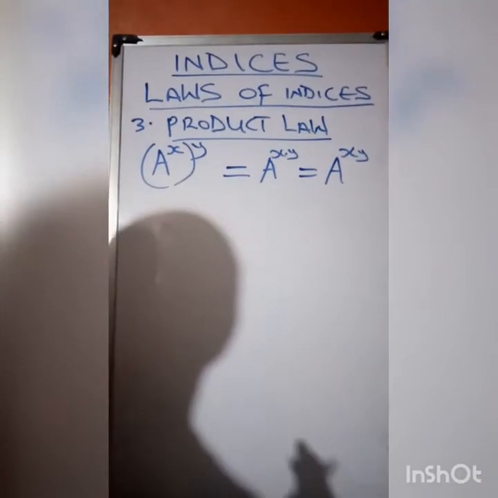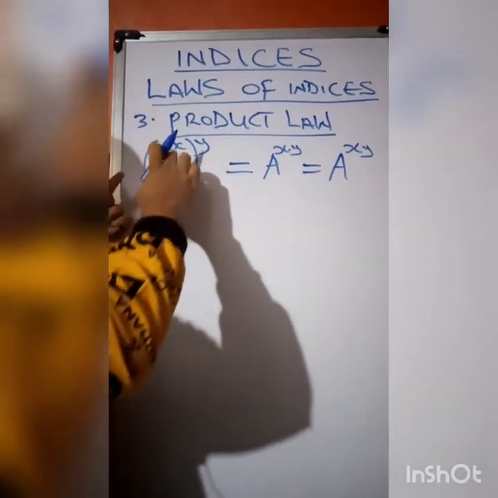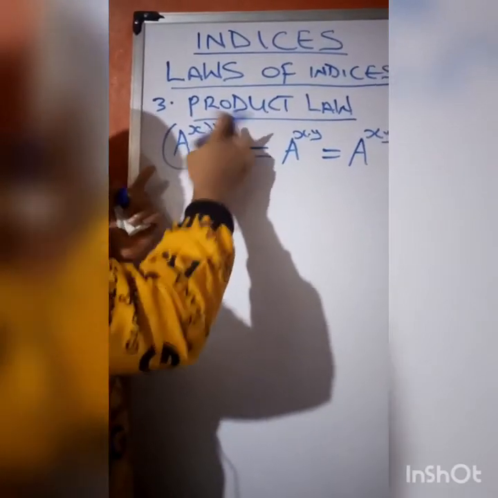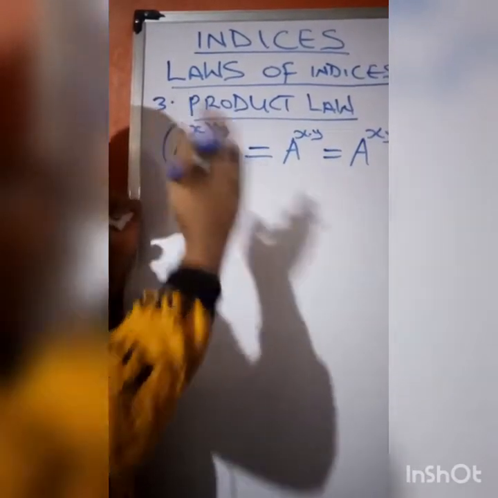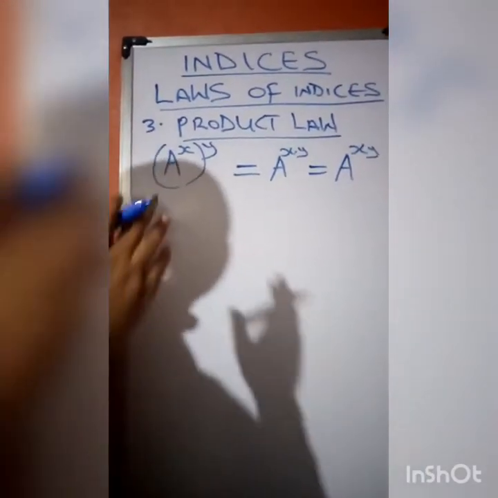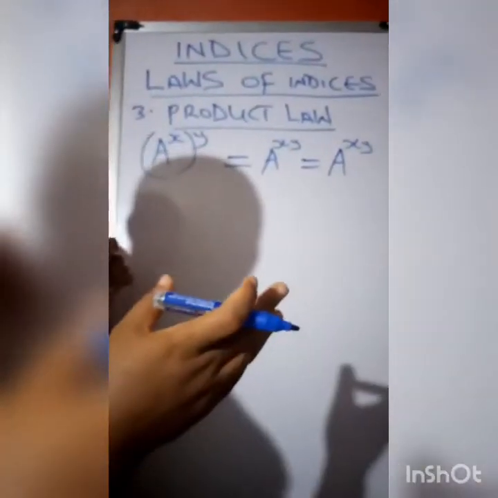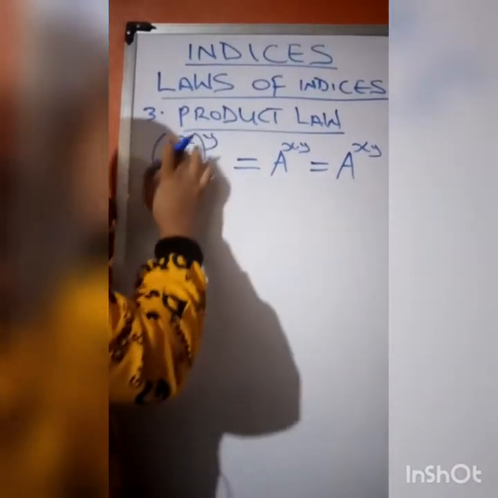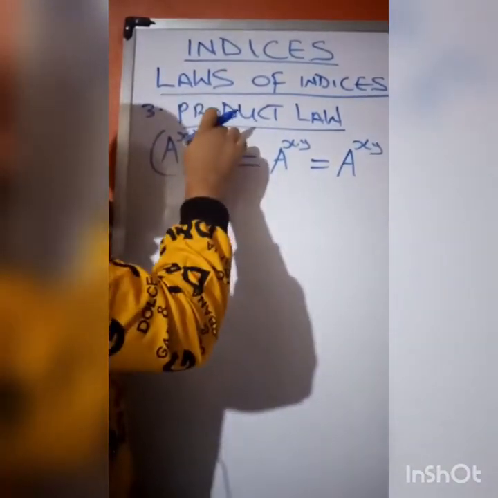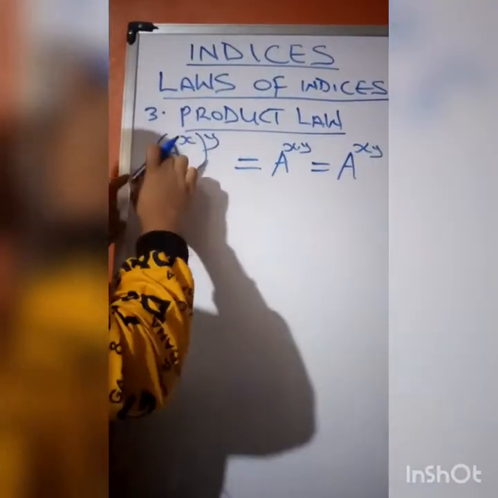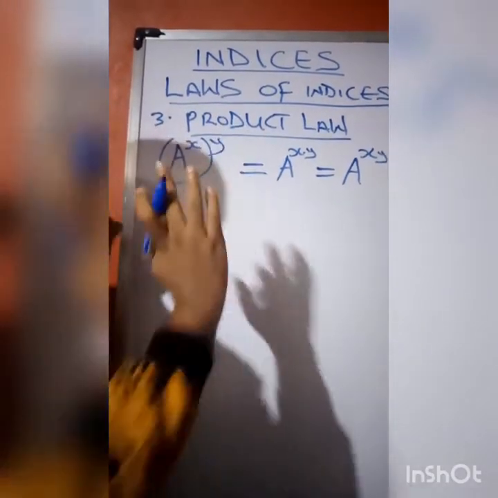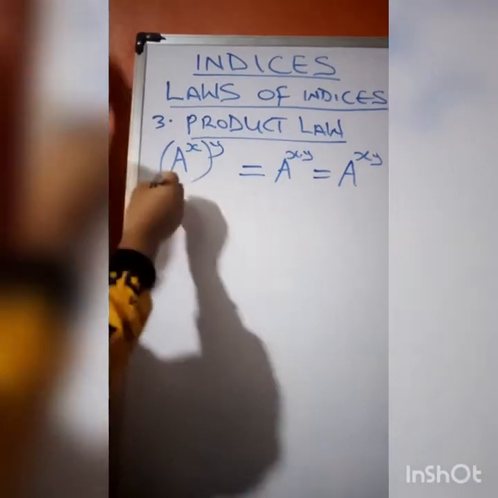The product law says if I am giving a to a certain index and it is raised to another index, all I have to do is just multiply the two indices. The difference between the product law and the multiplication law is that this one is just a raised to the power of an index raised to the power of another index, but for multiplication it is a raised to the power of an index multiplied by a raised to the power of the other index. So understand the difference. Let's do an example.